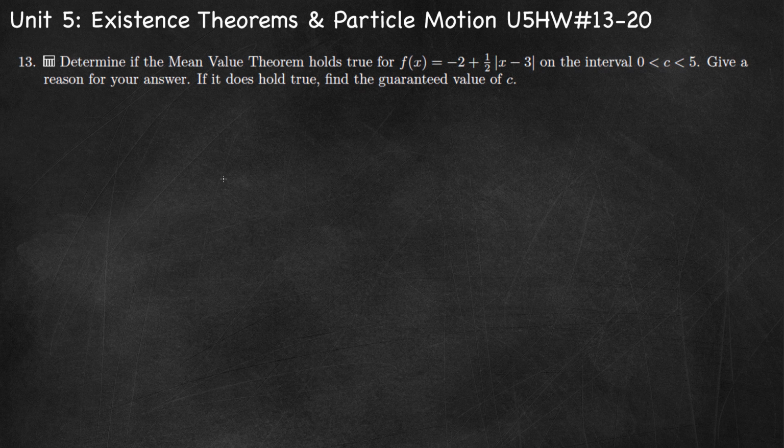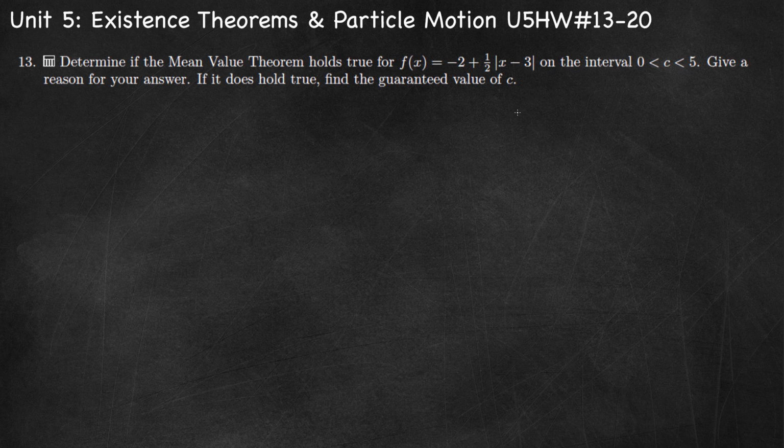You should be able to picture this graph if you know your parent absolute value function. It has a V shape. There's a corner point at the origin. At the corner point, our function is not differentiable, but is the corner point for our function f of x going to be in the interval between 0 and 5?